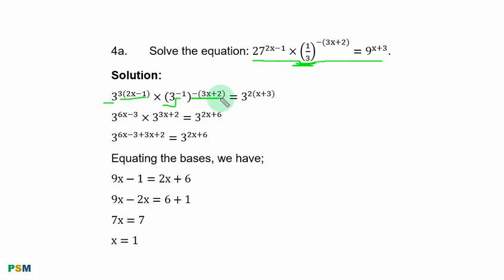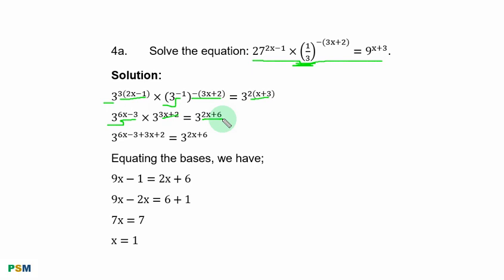Then the given 9 becomes 3 squared. You have the given power. You can express the powers by opening the bracket. Here becomes 3 power 6s minus 3 minus 1 times this, minus is plus. You are left with 3s plus 2. Then you have 3 power 2s plus 6.